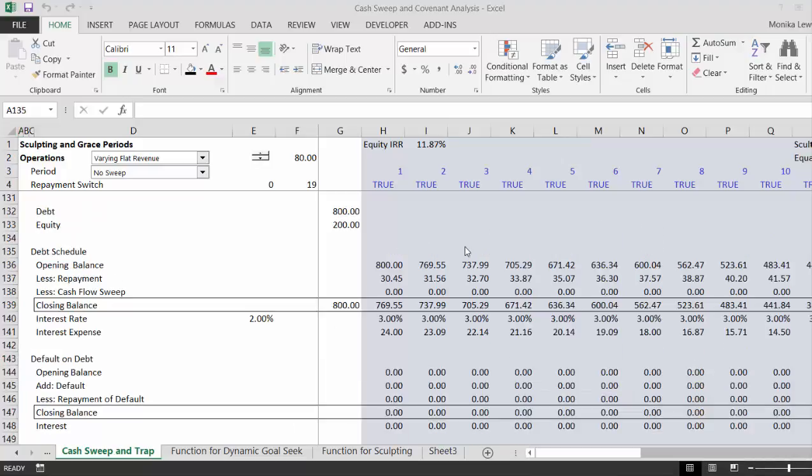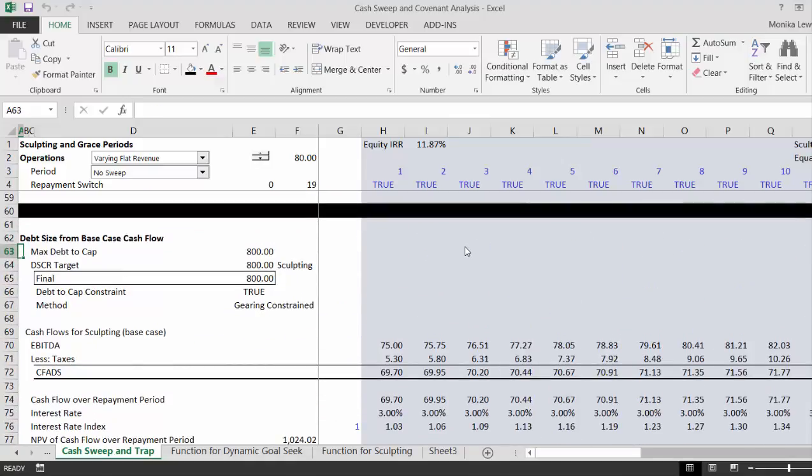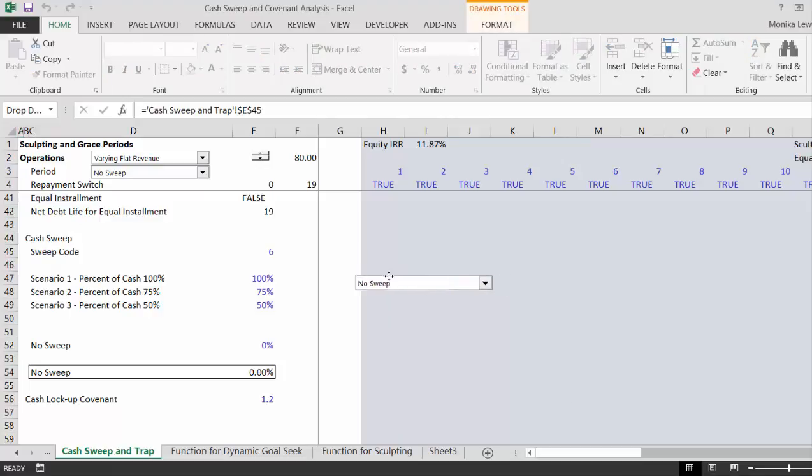Okay. Now, this is going to be a continuation of the cash sweep and cash trap analysis. What we're going to address here is implementing cash sweeps and cash traps as a function of ratios such as the DSCR, EBITDA, debt to EBITDA.